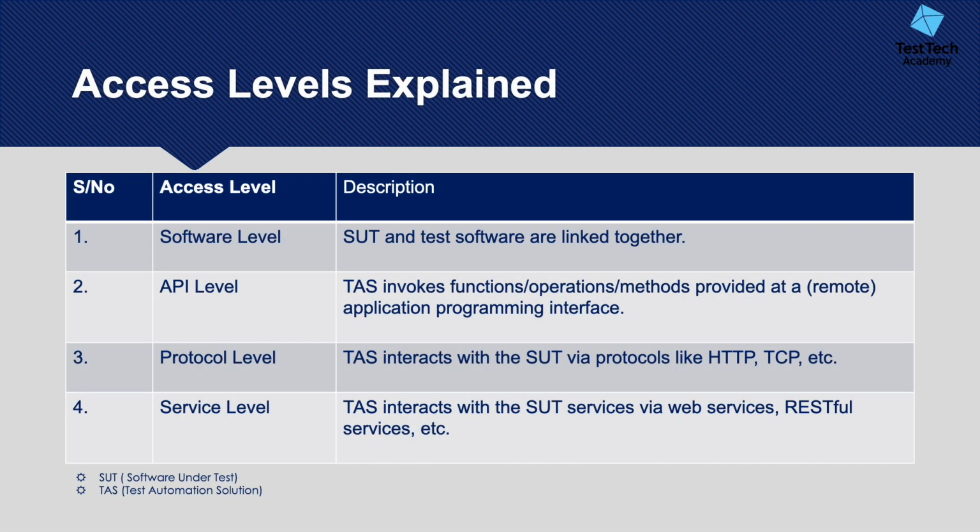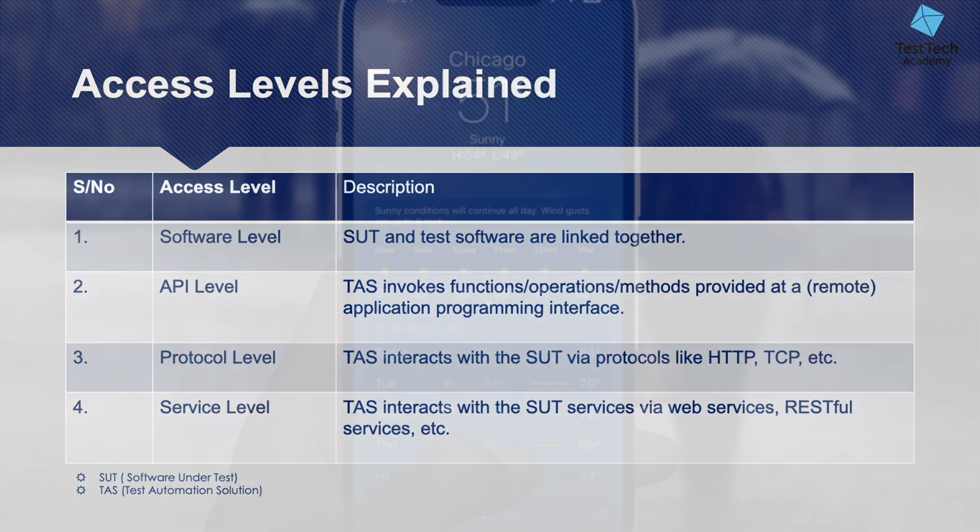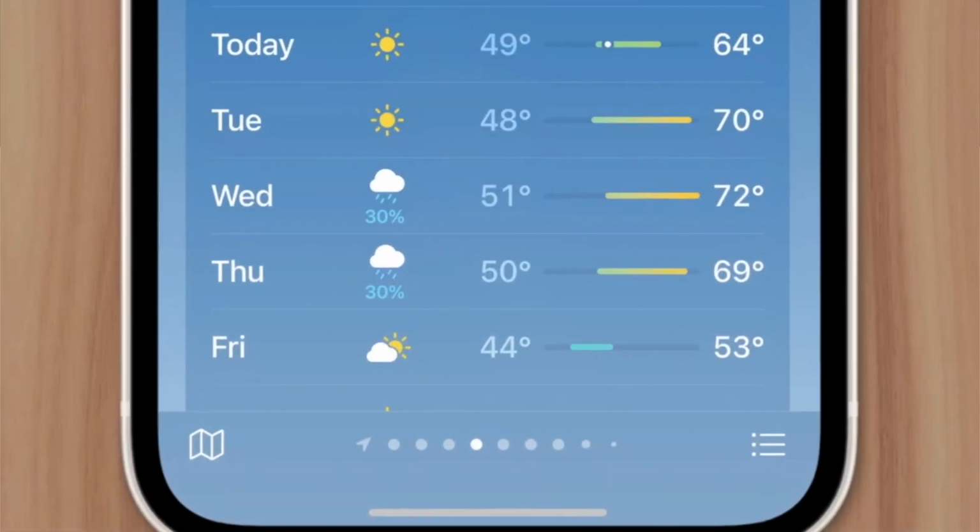Next, we have the API level. Here, our test automation systems interact with the SUT through its programming interface. We are sending commands to the SUT's API to perform specific actions. For instance, testing a weather app by sending requests to its API to retrieve weather data.